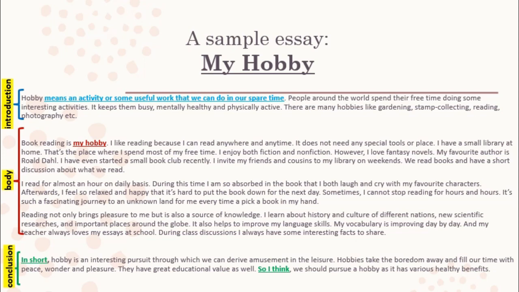In all these three paragraphs, I discuss my favorite author, my small home library, my book club, how much time I spend in reading every day, and what are the benefits of reading. And all these three paragraphs are focusing particularly on my hobby. So it's specific information. In the last, you can see the paragraph is conclusion. This is the concluding paragraph.